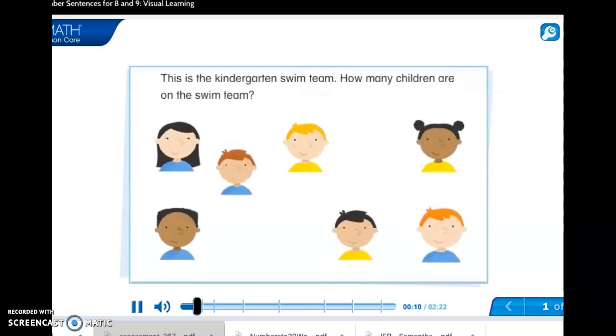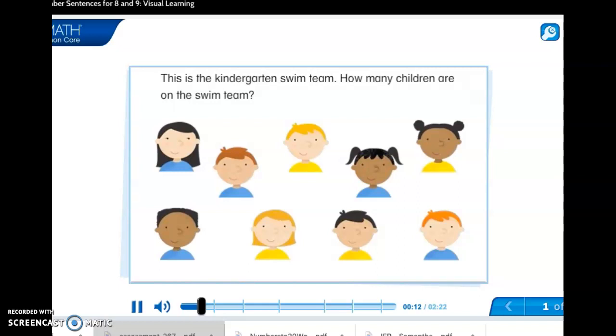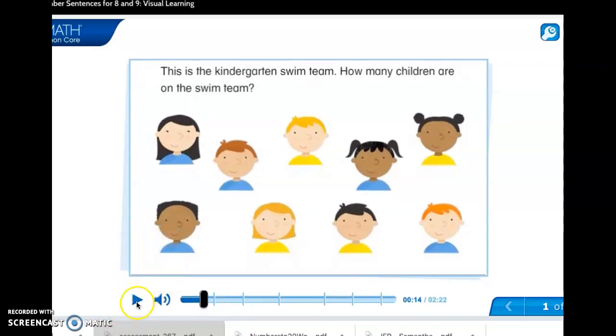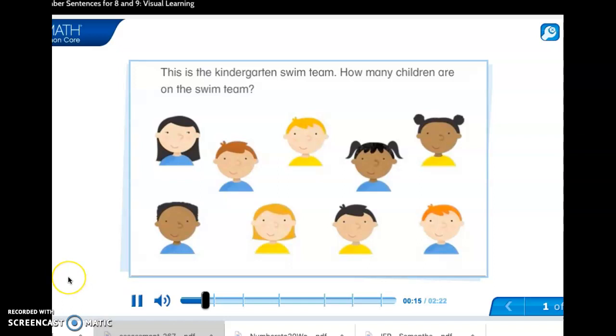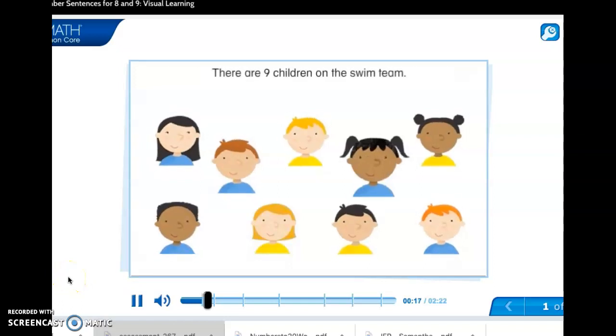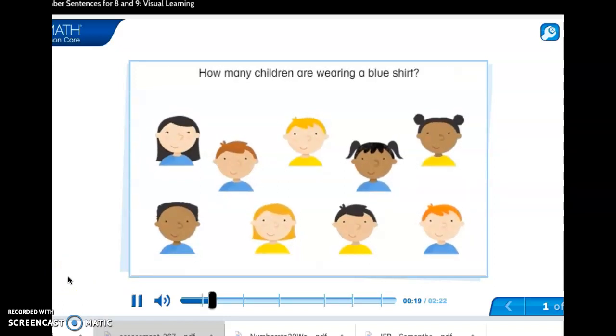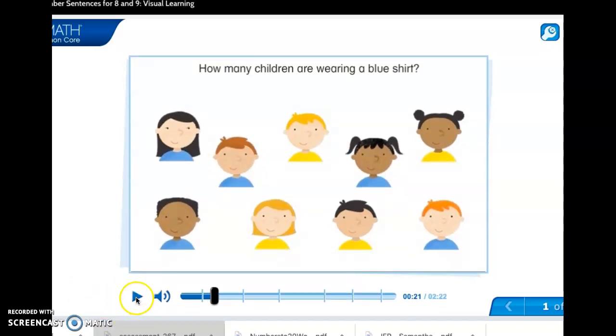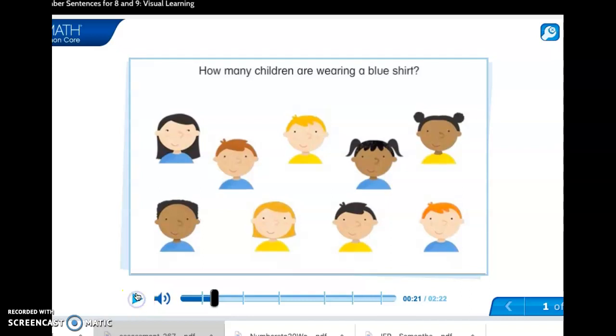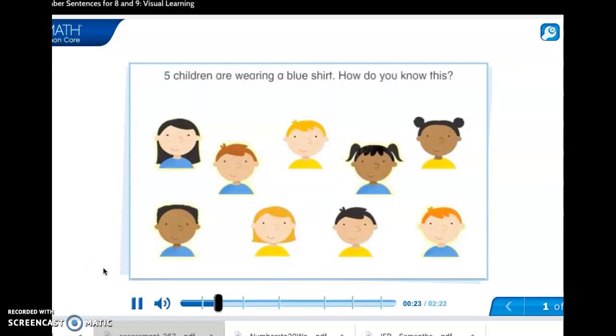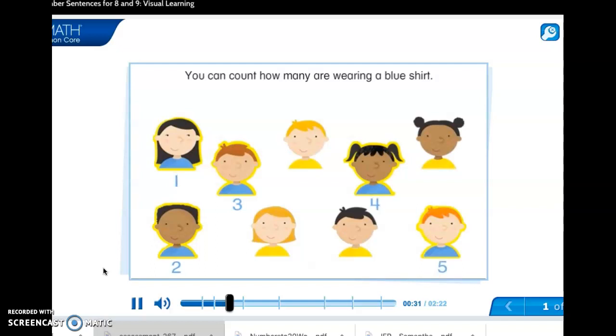This is the kindergarten swim team. How many children are on the swim team? There are 9 children on the swim team. How many children are wearing a blue shirt? Five children are wearing a blue shirt. How do you know this? You can count how many are wearing a blue shirt.